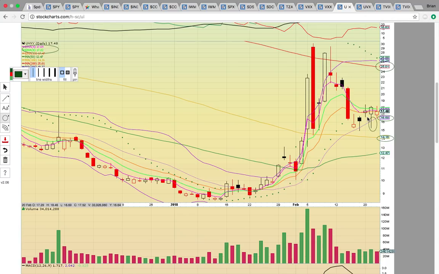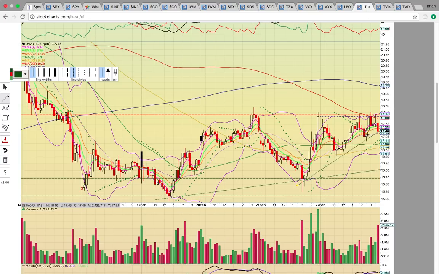Notice how these lower wicks got below the middle Bollinger Band, but it closed above. It's all about where it closes for the day, not where it hits intraday, it's the close that counts. As long as it keeps closing above that dotted purple line, the uptrend's still intact. Now notice how it has the same 15-minute chart as VXX.